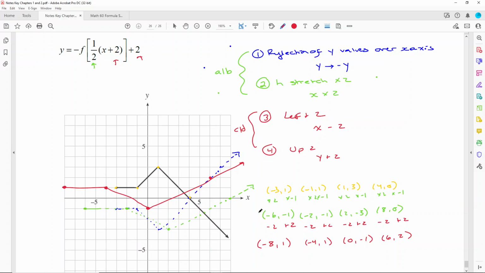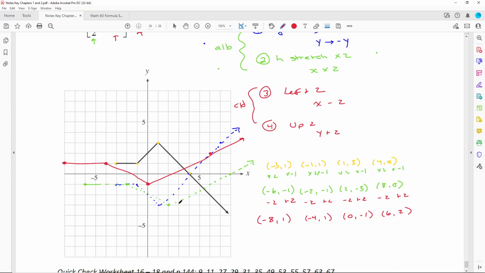Your choice. And if you're lost, I think less messy is points. I think more visual is taking the graph and moving it. You could do a combination. You could graph the green one, put it on there. Do the points with the red one, then graph it. You can do whatever you want, really. But I'm looking for this final transformed graph. And this is as hard as it gets. There's no other tricks. Okay.